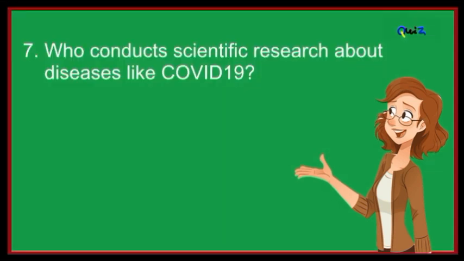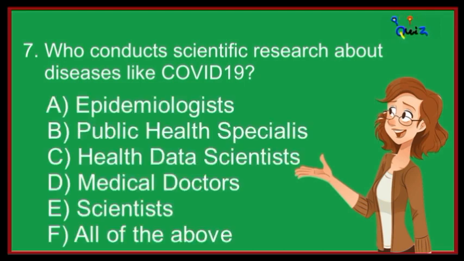Who conducts scientific research about diseases like COVID-19? Options are, Option A is epidemiologists, Option B is public health specialists, Option C is health data scientists, Option D is medical doctors, Option E is scientists, Option F is all the above. The correct option is Option F.